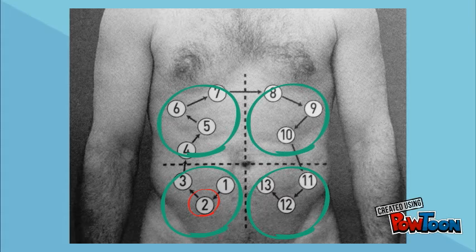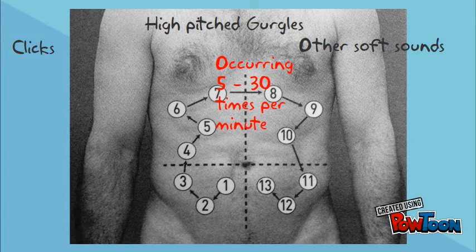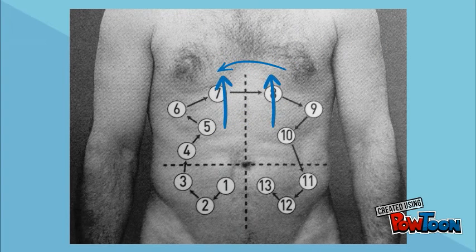Bowel sounds should be audible. Listen for high-pitched gurgles, clicks, and other soft sounds occurring from 5 to 30 times per minute. Borborygmi or hyperactive loud bowel sounds, like stomach growls, are normal. Listen for low-pitched murmuring sounds in the epigastric region and the lower quadrants. Vascular sounds are generally abnormal and need to be reported.